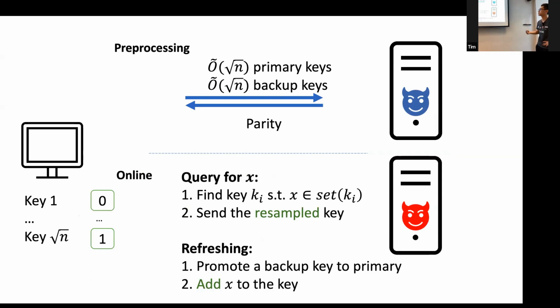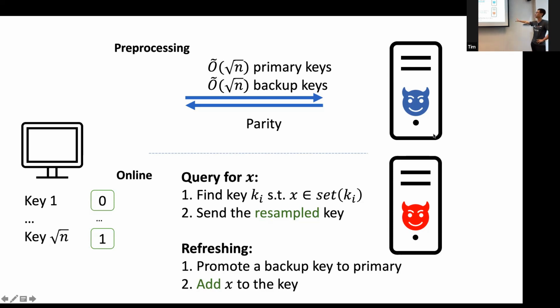During the online phase, when we query for X, we find a key such that X is included, and then we send the resample key to the server. The server returns the parity, and the client does the refreshing: it promotes the backup key to primary and adds that particular point to the key. So this is our whole scheme, and it is very efficient. I'm going to show some performance later.